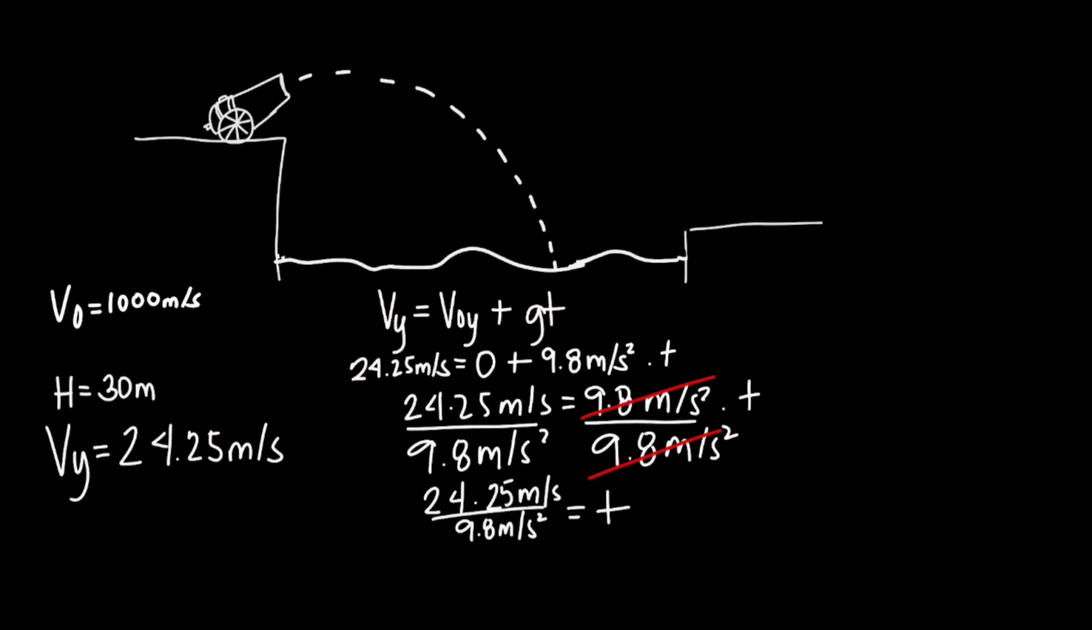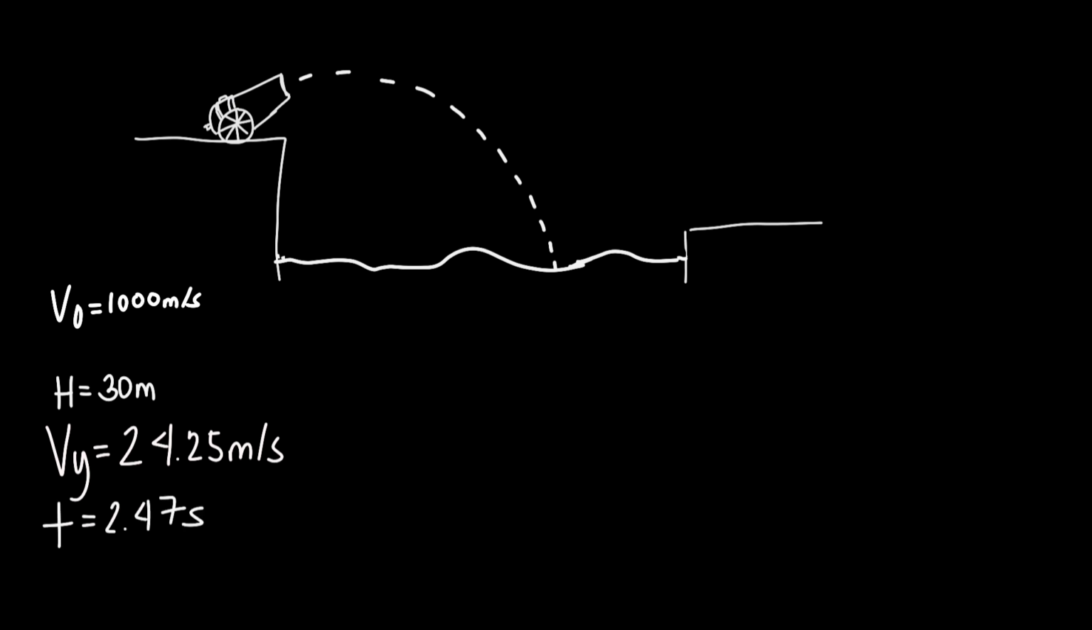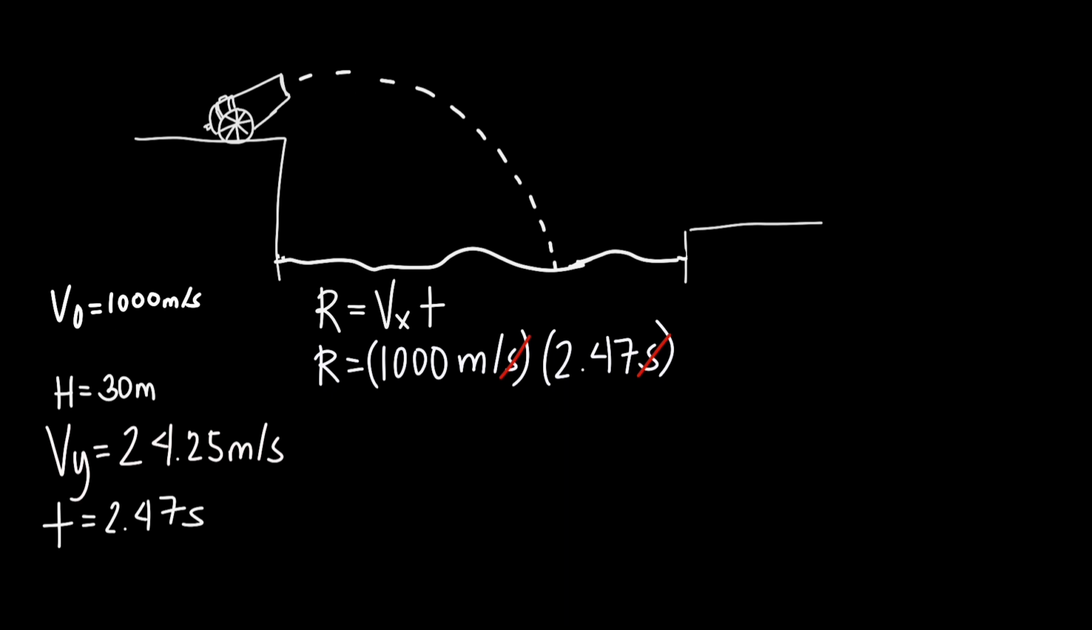Therefore, we will have this. Don't forget to cancel out units. Then do the math. Then we have the value for time, which is 2.47 seconds. Now, since we have all the values to get the range, we can compute the range of this projectile by using this formula, which is range is equal to the horizontal velocity, which is 1000 meters per second in this problem, multiplied by the time, which is 2.47 seconds. We will have a final answer of 2470 meters.